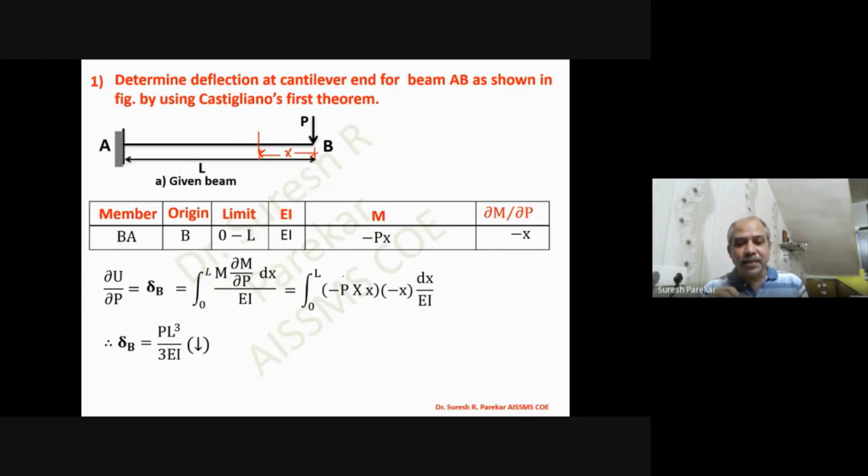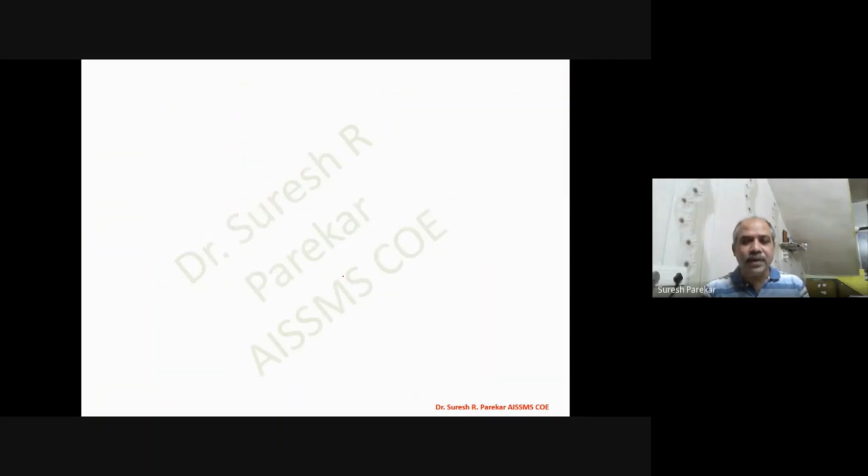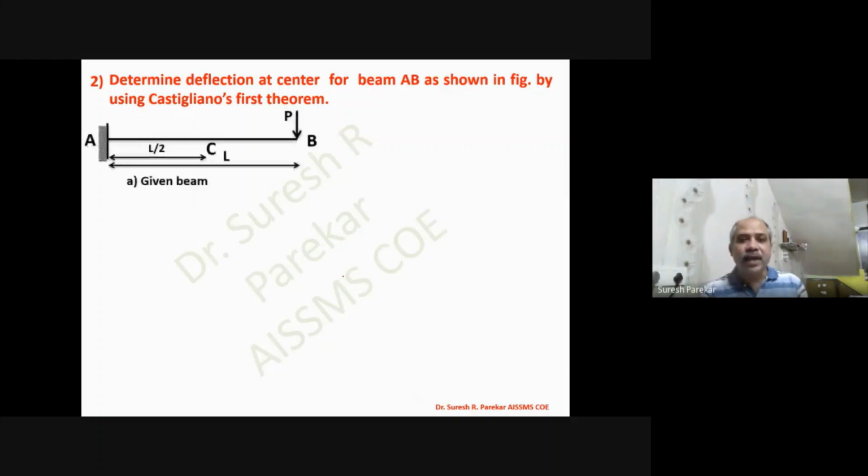So displacement at the cantilever end, when a concentrated load is acting at the cantilever end, is PL cube upon 3EI. Positive value indicates that it is in the direction of load. Now, second, we have to determine deflection at center for beam AB as shown in figure by using Castigliano's first theorem. So we have the same beam and we are interested to determine displacement at C.